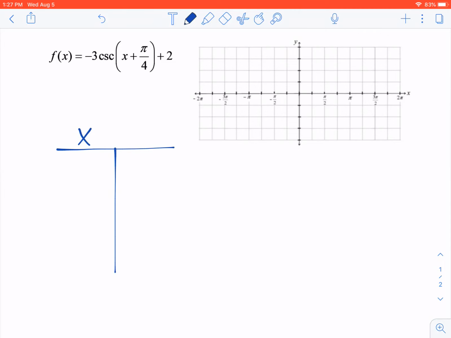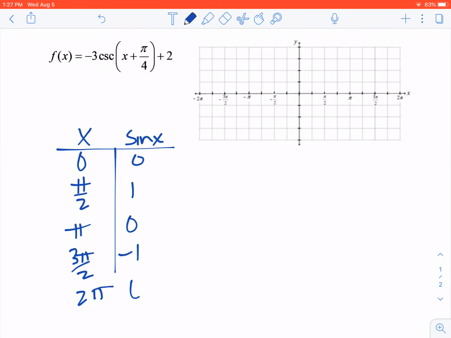So I think to myself, cosecant is the reciprocal of the sine. That is a table I know backwards and forwards, right? We're going to do 0, pi over 2, pi, 3 pi over 2, and 2 pi. The sine of x starts at 0, goes to 1, back to 0, down to -1, to 0. But this is a cosecant graph, not a sine graph. So that means I have to take their reciprocals.